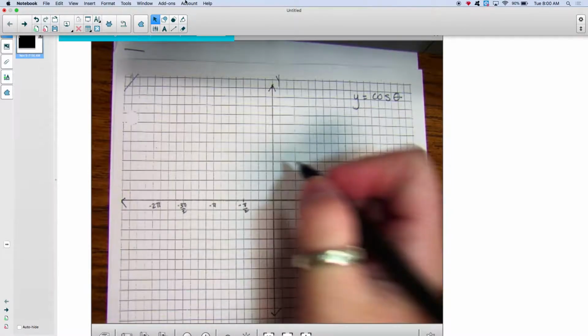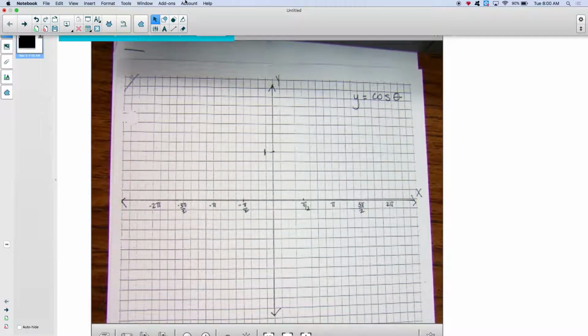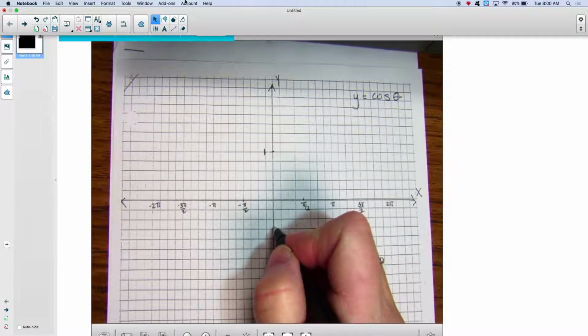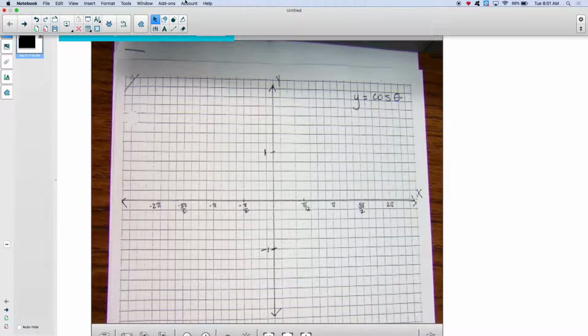And then we're going to go up 1, 2, 3, 4, let's go 5, and make the fifth one a 1, and go down, make that a negative 1. And so we're going to graph the ordered pairs that we just made.